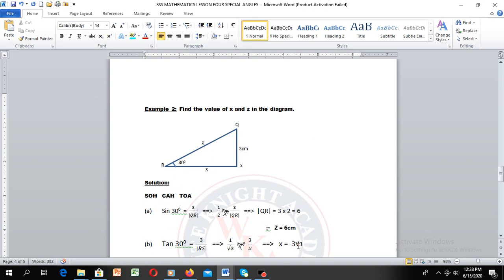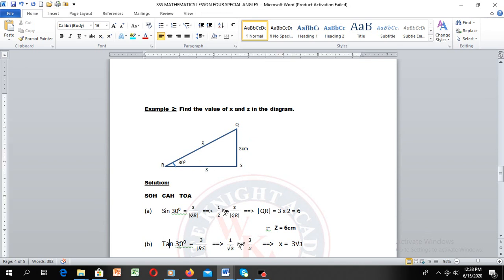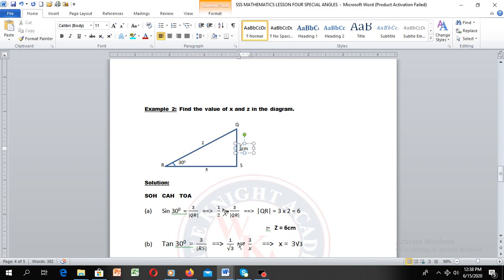Then, in order to find the value of RS, the adjacent side, we're going to make use of opposite over adjacent, and that is tangent. Tangent is opposite over adjacent. Therefore, tan 30 degrees is equal to the opposite, which is 3 centimeters, over the adjacent, which is x units, or length RS. The value of tan 30 degrees is 1 over root 3.